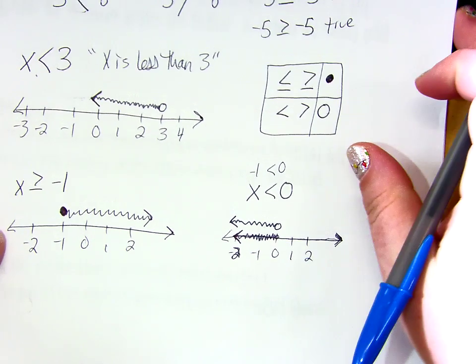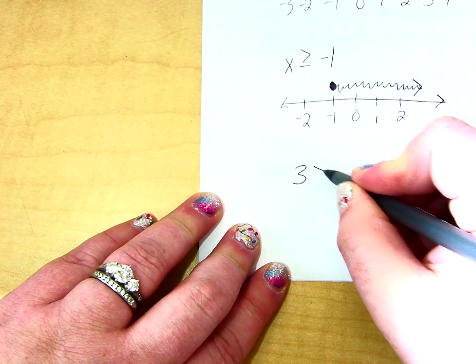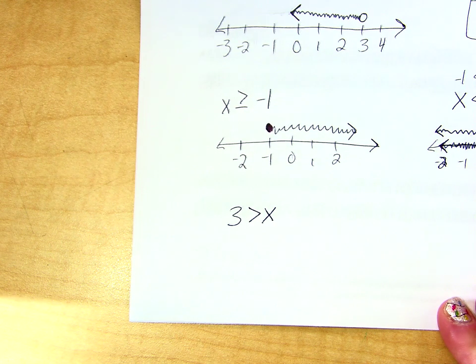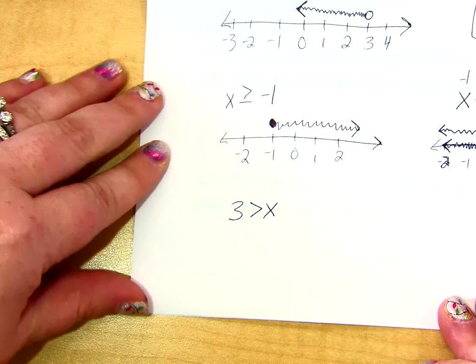Okay, I'm going to try and trick you. How would you read that out loud? 3 is greater than x. Go ahead and graph that one. Graph how you think that would look.